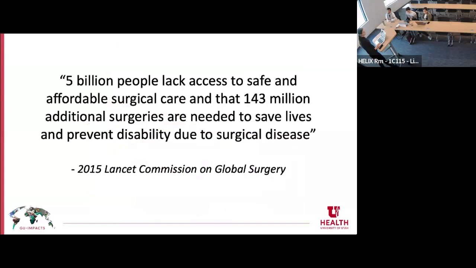According to the 2015 Lancet Commission on Global Surgery, it's estimated that about 5 billion people lack access to safe and affordable surgical care, and that 143 million additional surgeries are needed to save lives and prevent disability due to surgical disease.